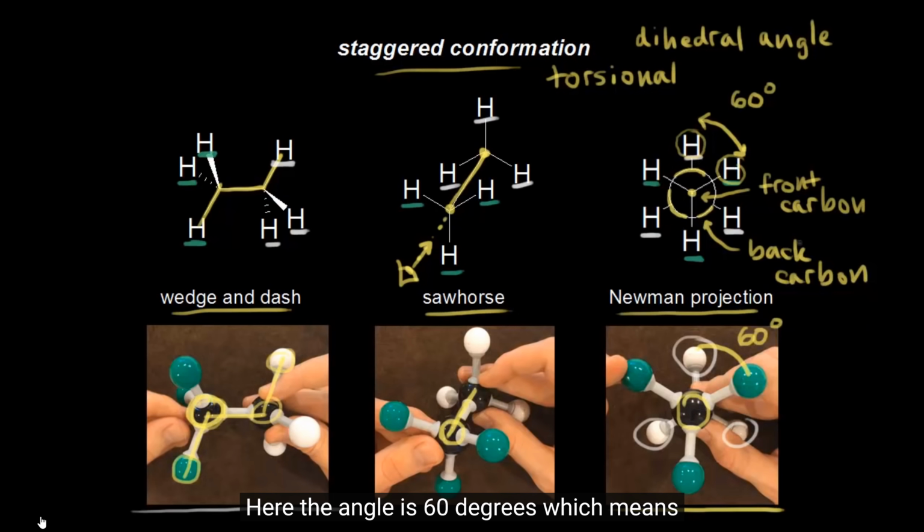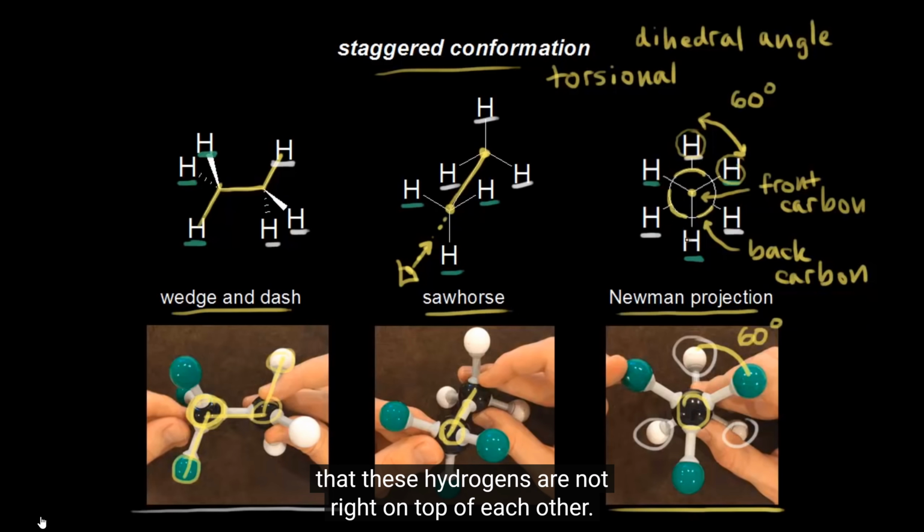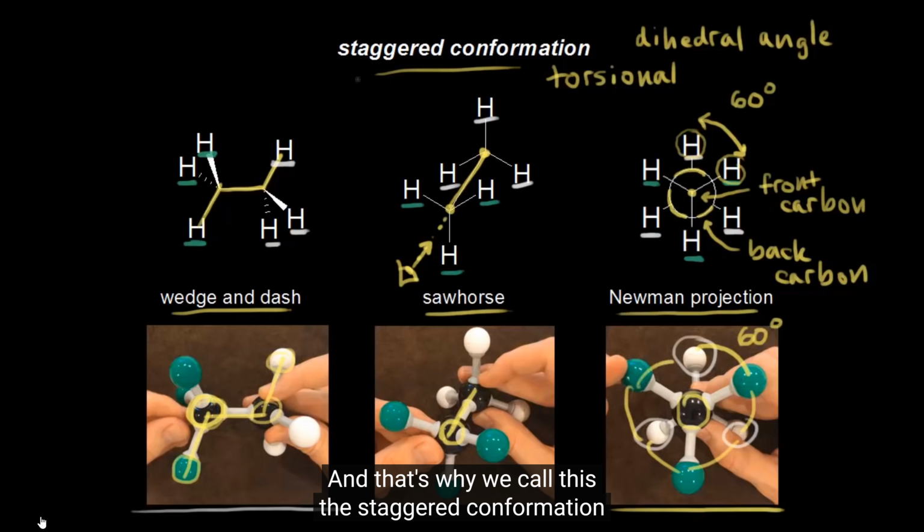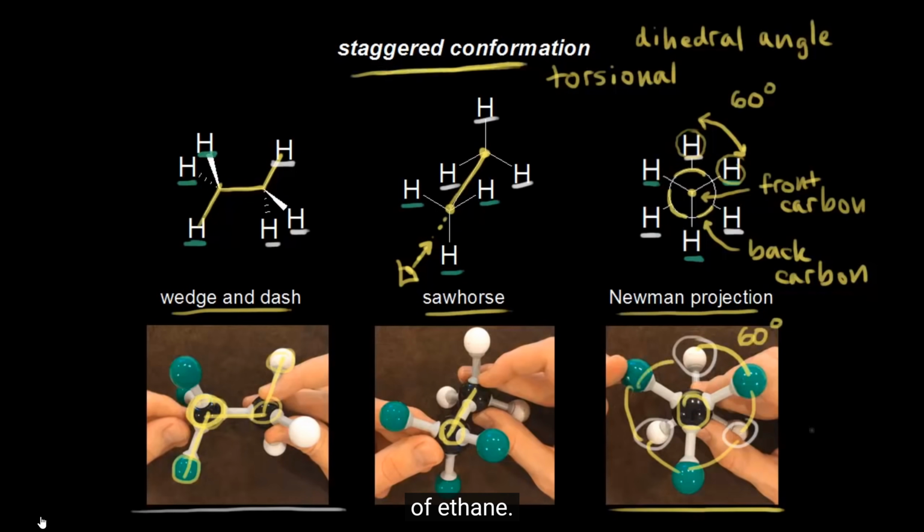Here the angle is 60 degrees, which means that these hydrogens are not right on top of each other. There's space between these hydrogens on the Newman projection. The green hydrogens are staggered compared to the white hydrogens. So if you go around, you can see that there's space between all of these, and that's why we call this the staggered conformation of ethane.